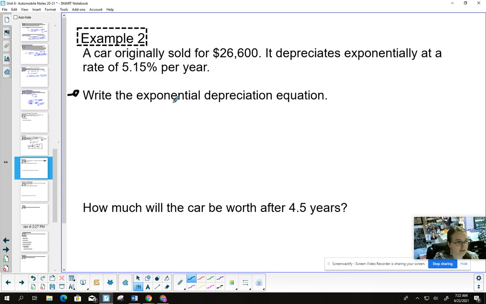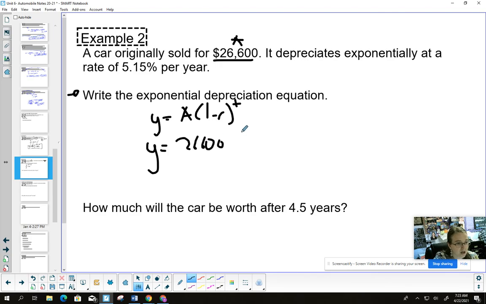Do this part first, then we'll talk about the next part, right? The exponential depreciation equation, that means we want one of these. We're plugging in the a and the r, and then make sure you leave the y and the t. Go ahead and try it. Okay, so y equals, because I'm writing the equation, a is the starting value, 26,600. I have 1 minus, r is going to be 5.15 divided by 100.